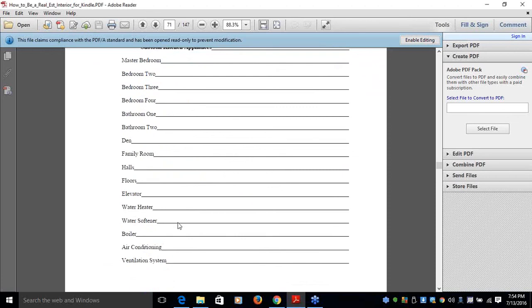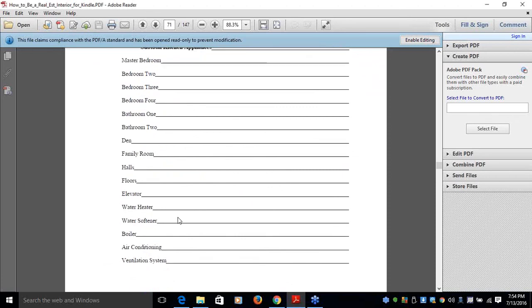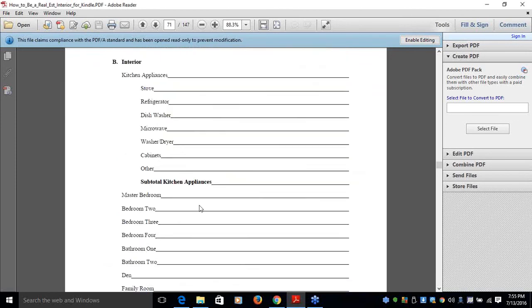Now, here's one thing I want to point out here. I like seeing estimates done in 2 different ways. One way is by room. That's why we have this chart here. You plug in the values per room, so you have a per room estimate.